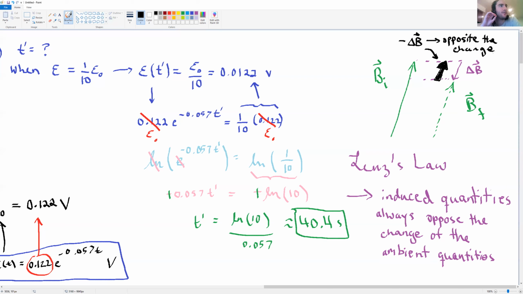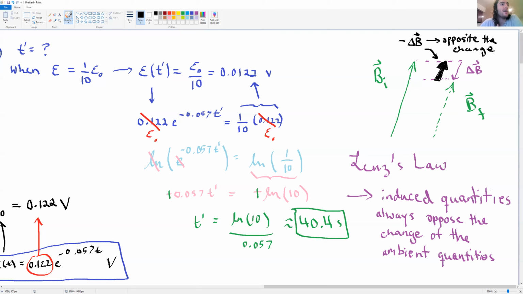And that is the vector that we will use for the right-hand rule. Okay? That means once we identify the change, we can stick our thumbs in the opposite direction of the change, and that's going to help us figure everything out. So you identify delta B so that you can identify the opposite of delta B. And once you identify the opposite of delta B, you use the right-hand rule.